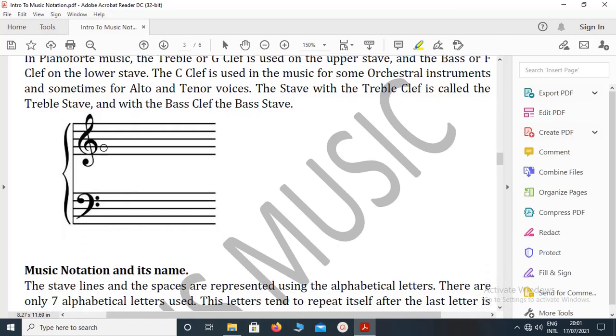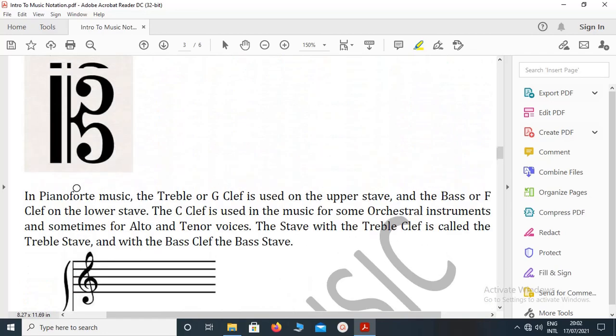What I'm trying to say is, assuming there was this stave, and the whole of this stave did not have this symbol, it would just be there as a stave. But the moment we introduce this treble clef, this whole stave would now be called the treble stave. Whereas if you introduce this symbol onto the stave, it will become the bass stave. That's what we are trying to say.